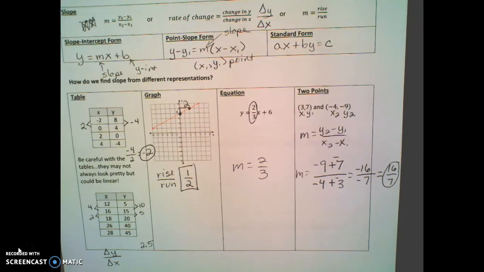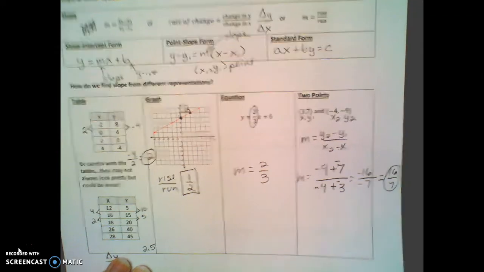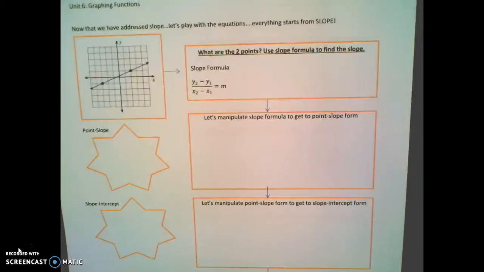You certainly could put it into a mixed number if you want to, but there's not really a good reason to unless you really like mixed numbers. Okay, moving on to the next part here.